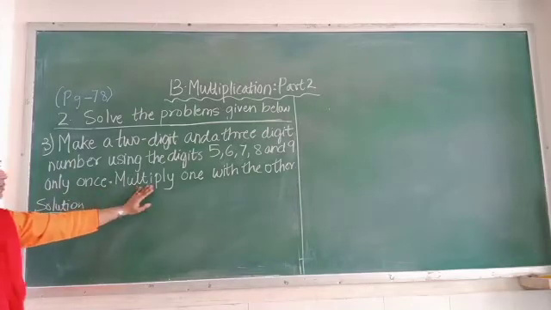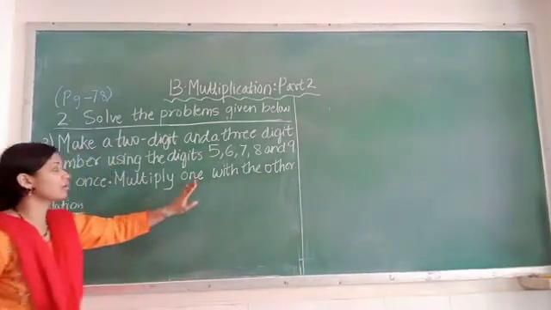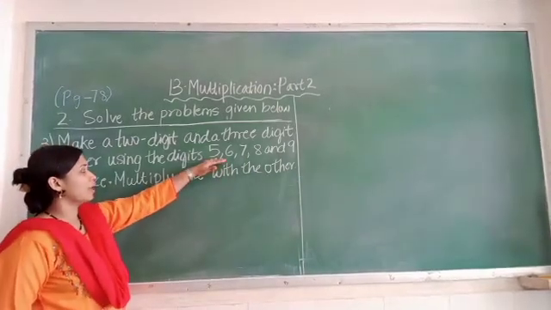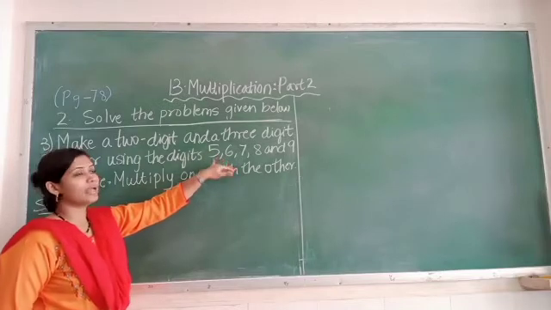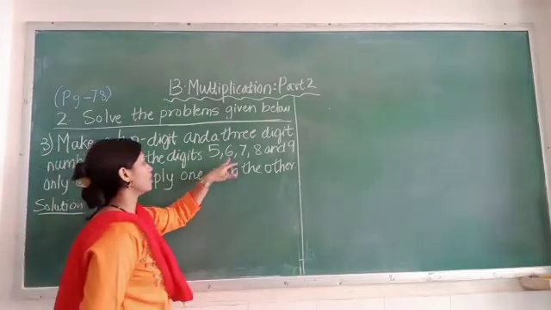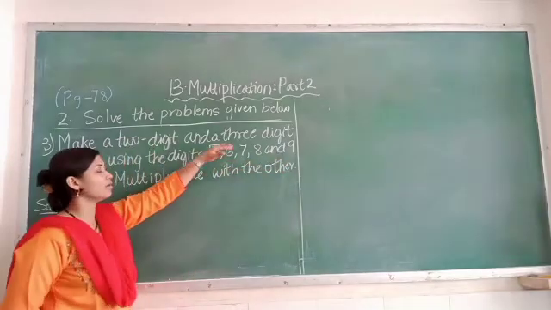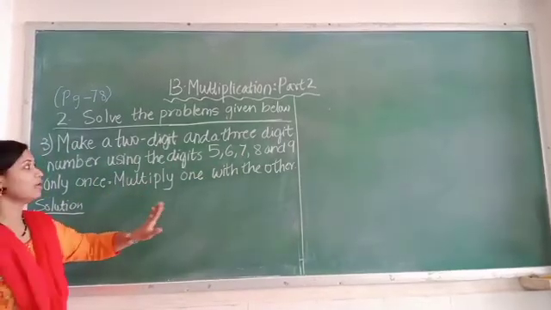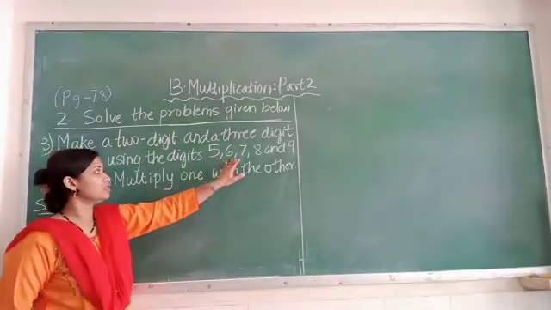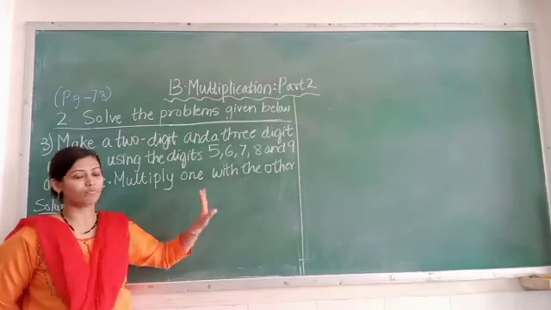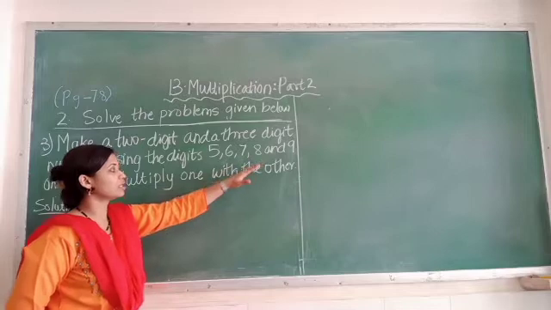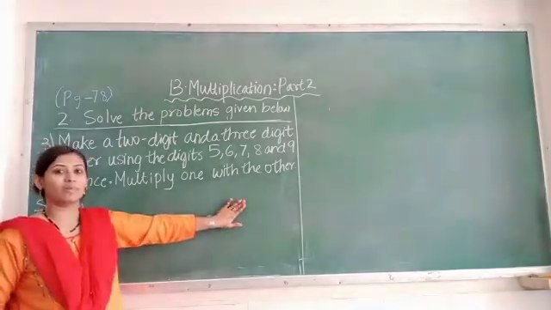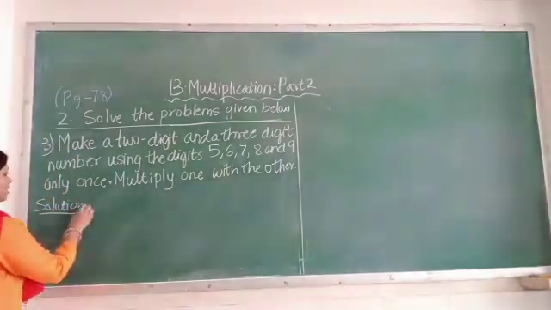Only once. Multiply one with the other. Now here they have not given us the proper number in the question. What they are telling us to do is make any 3-digit number and any 2-digit number using these digits, and multiply them. You have to remember that while using these digits, you have to use each only once. So from these digits, you have to make a 3-digit number first and then a 2-digit number for multiplying with each other. Now let us find the solution.